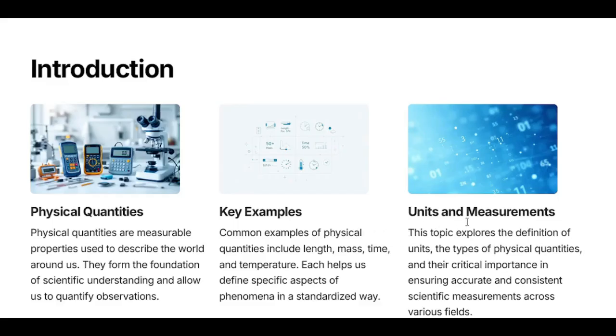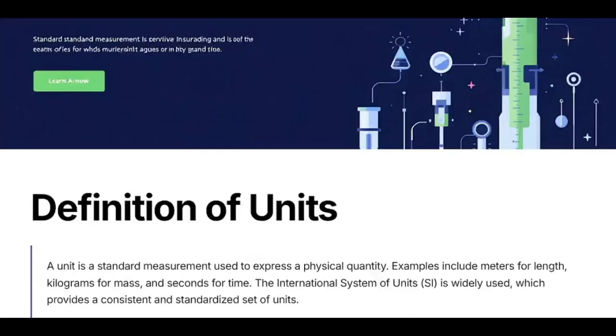Units, on the other hand, and measurements, are measures that describe physical quantities. The measurements are what the units try to record. Measurements are depicted in terms of different units. This topic explores the definition of units and the types of physical quantities, and also their critical importance in ensuring accurate and consistent scientific measurement across various fields. So let's move on to our next slide right away.